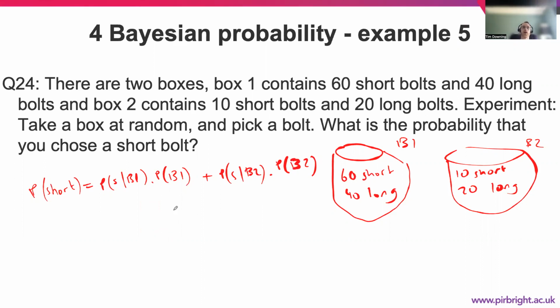So in this case, this is a half and this is a half. So therefore, we can just look at the probability of choosing a short bolt given B1 and so on. So this is going to be 60 out of 100. And this one is going to be 10 out of 30. So we then work those out to see what we would get. So that's going to be 0.3 and 1/6. So it's about 0.47 altogether.